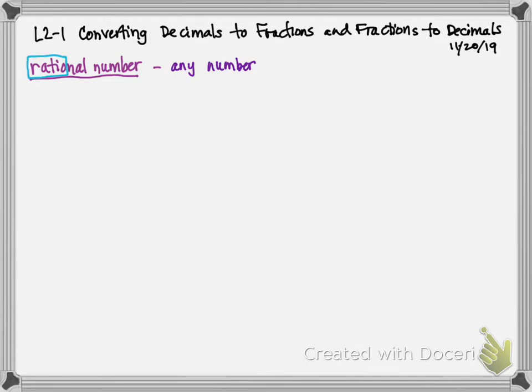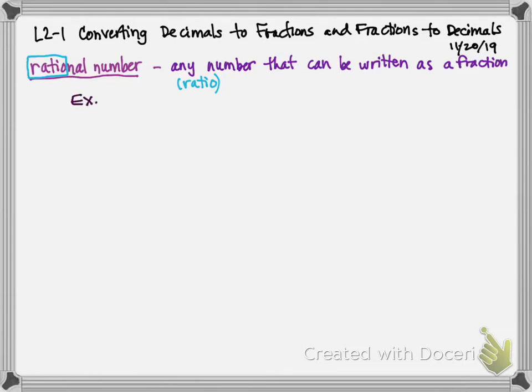that can be written as a fraction. In other words, as a ratio. Okay, and that's really what we're going to be showing, is how we can convert numbers to a fraction form in a way. Okay, so what fall under these categories?